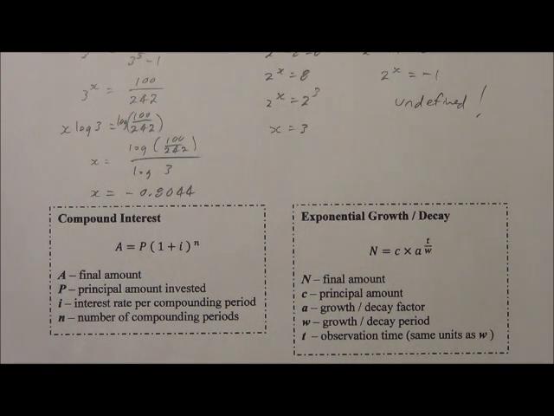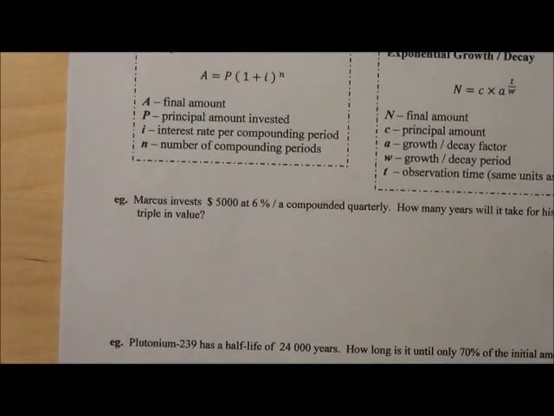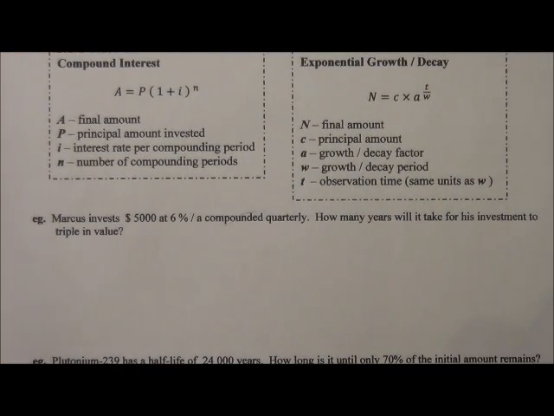Alright, so let's take a look at one of the examples here. Marcus invests $5,000 at 6% per annum, compounded quarterly. How many years will it take for his investment to triple in value? Okay, so if his investment's tripling in value, what would it become?